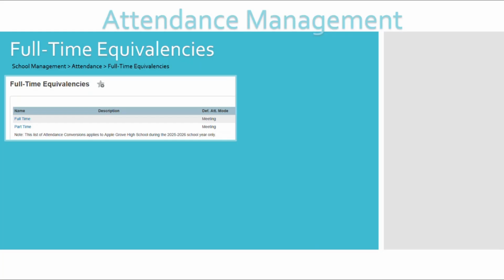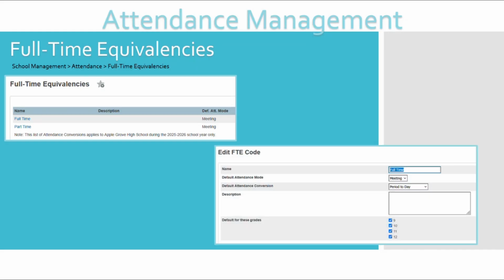Next, we want to make sure that we have our full-time equivalency set. So if we click on that full-time hyperlink, we can review that we have the correct mode attached. Again, that is very important for your attendance calculations. We also want to make sure that all of the grade levels here are checked. Oftentimes, if we see an issue with attendance, there could be a grade level that's not checked, and so attendance would not be calculating correctly for those grades. So if you needed to, you could check those and then hit submit to update.